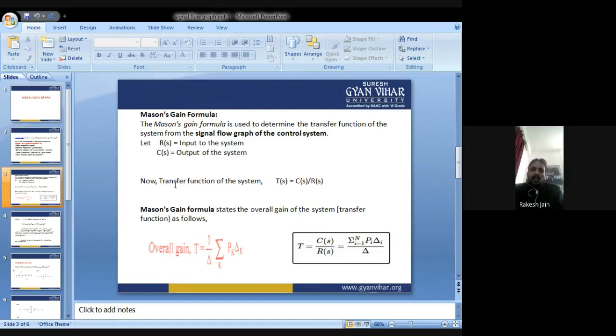Del 1 is, among all those loops which you just calculated in step number 4, the loops that do not touch the first forward path. Similarly, what is the meaning of del 2? The loops that do not touch the second forward path. Similarly, del 3 means the loops that do not touch the third forward path. So del 1, del 2, del 3 are just the loops which do not touch the forward path. If all the loops touch a particular forward path, then the value is equal to 1.